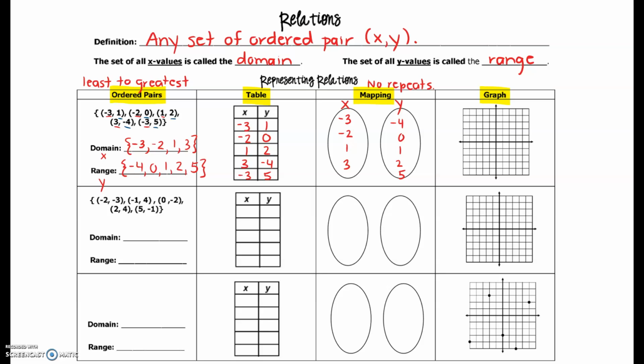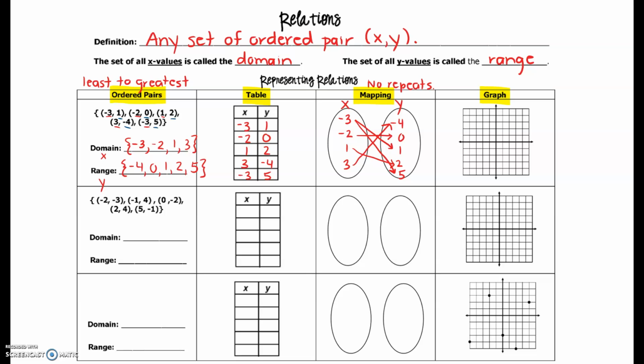Now to complete the mapping diagram, you need to identify what x value is paired with which y value. So I will have to draw an arrow from -3 to 1 because it's paired with a 1, and -3 to 5 because it is also paired with the 5. I'll then draw an arrow from -2 to 0, from 1 to 2, and from 3 to -4. This gives me the idea and would allow me to identify the ordered pairs that I need to place on my graph.